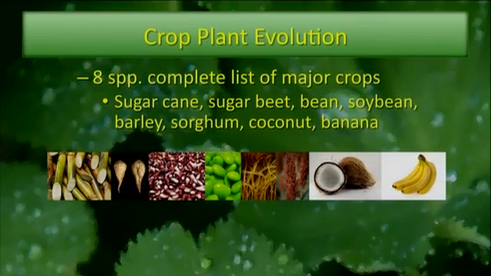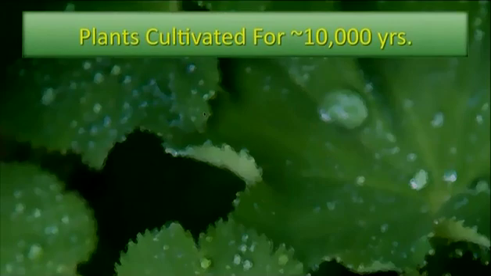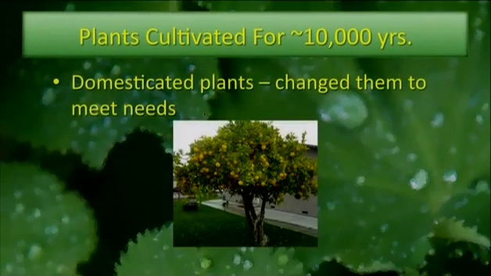So what does this tell you here? Sugar cane and sugar beet being among the 8 species that make up the complete list of major crops means that we eat a lot of sugar. Now, we used to be hunter-gatherers, humanity, and then became agricultural societies, and plants have been cultivated, actually on purpose, planted and cultivated for about 10,000 years.